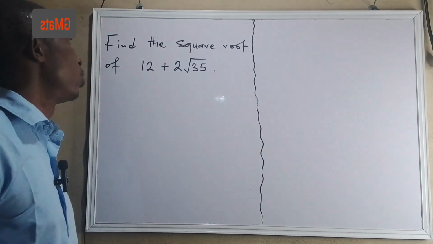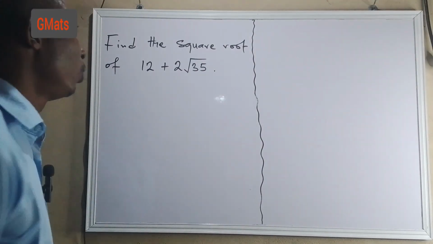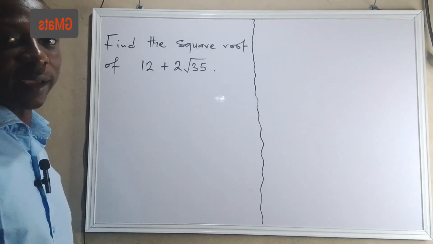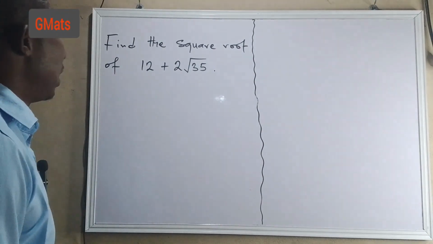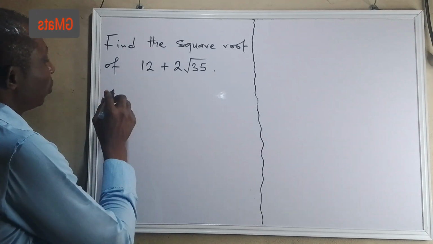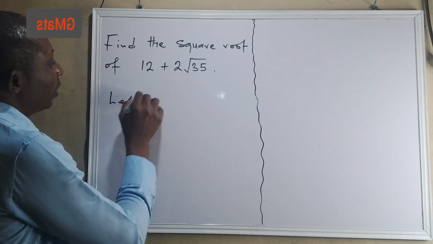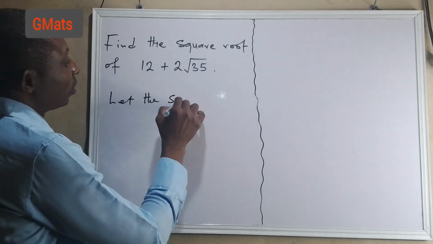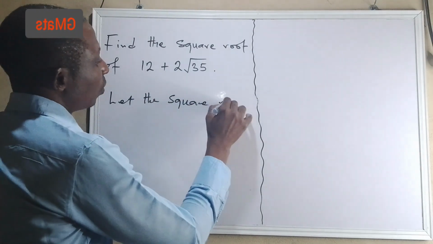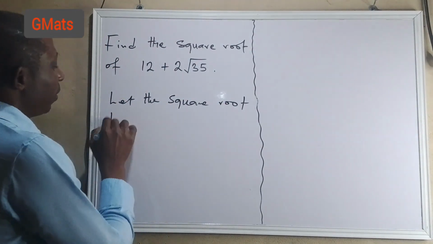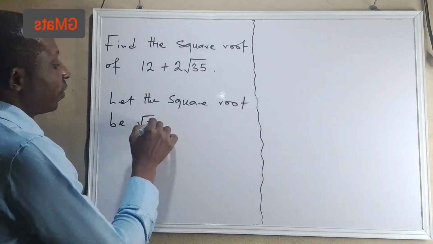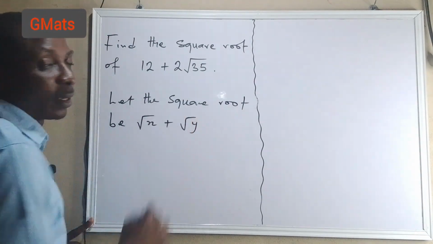Now you have to find the square root of 12 plus 2 square root of 35. So how do we do this? The first thing is to make an assumption by saying let the square root of this number be square root of x plus square root of y.